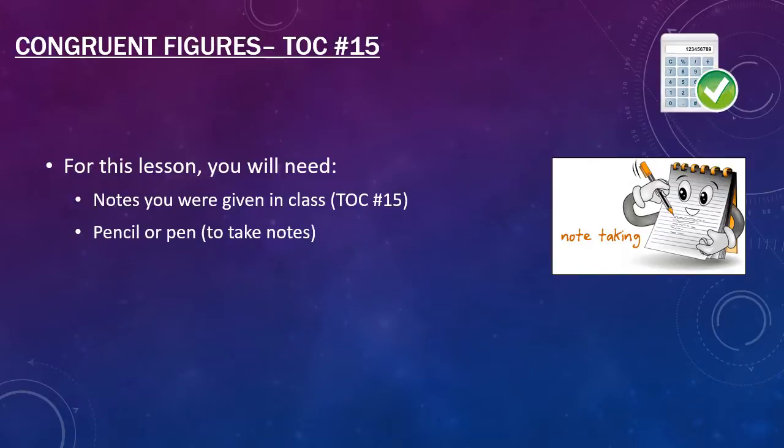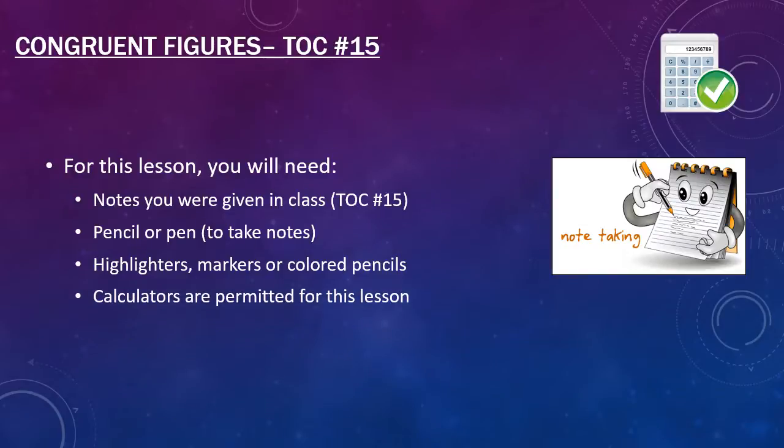You will need a pencil or pen to take notes. You will definitely need some highlighters or markers or colored pencils because we're going to be talking about corresponding sides, and you need to highlight those different colors, so you'll need at least 3 to 4 different colors. And then calculators are also permitted for this lesson. However, you're really not going to need it. You might, but probably not.